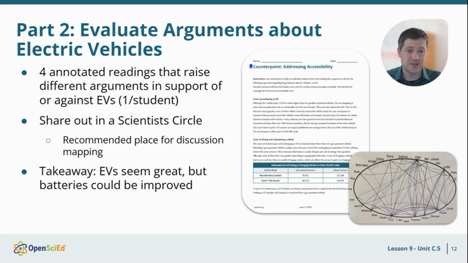This is a really good place for discussion mapping because these articles provide some fodder for students to bring something to the table, even if they feel they don't understand technical details of some of the science ideas in the unit, because everyone has an opinion about electric vehicles. This is also, when you're assigning these readings to students, a really interesting opportunity, if you know students have strong opinions, to give them something that may challenge their thinking a little bit and really push them to bring some of those points to the table. The goal here is not that students decide that EVs are good or bad, but they recognize they have lots of benefits, but the batteries could be improved to address some of the drawbacks that they do have.